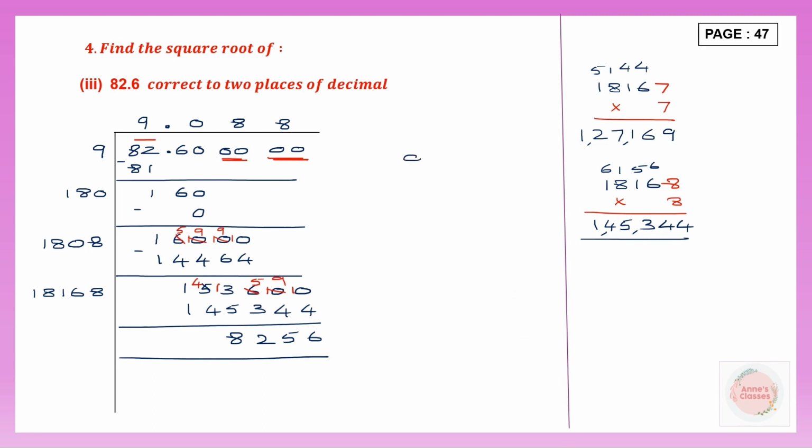So let's write this number down. So the number is 9.088. Now we want only up to the second decimal place. That means we have to look at the number next to it. It's more than 5. The number next to it is 8. It's more than 5. That means this number 8 will now become 9. So my answer is 9.09. I have rounded it off. So my final answer, the square root of 82.6 correct to 2 decimal places is 9.09.